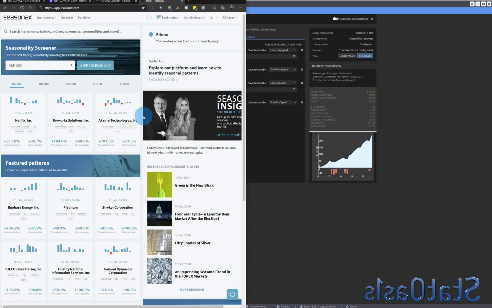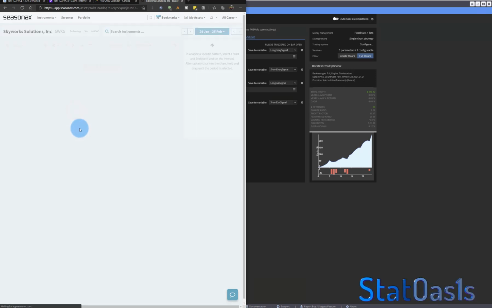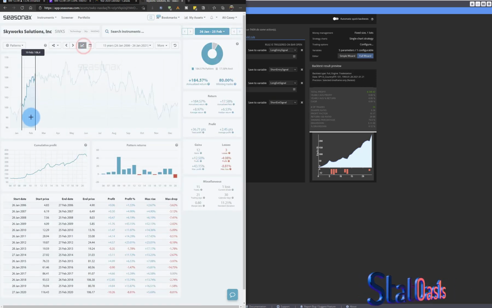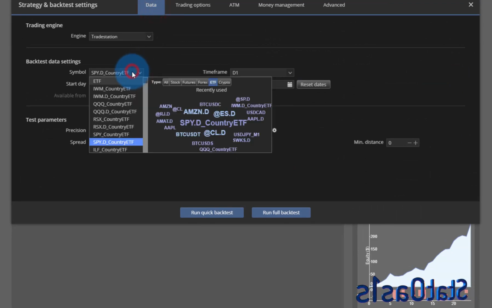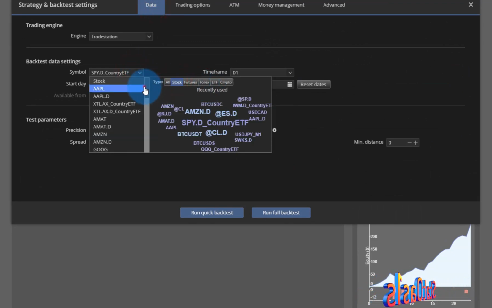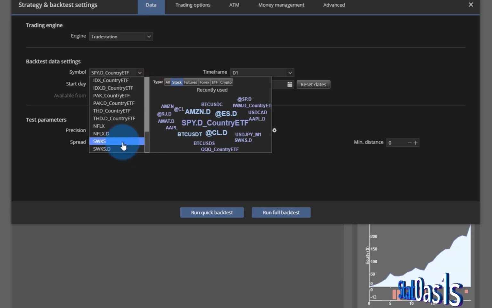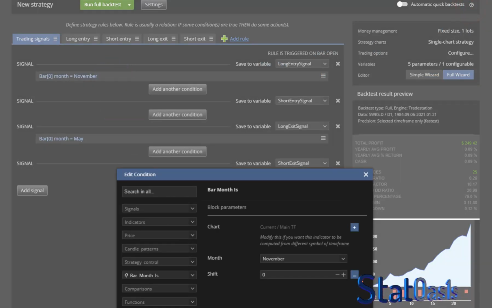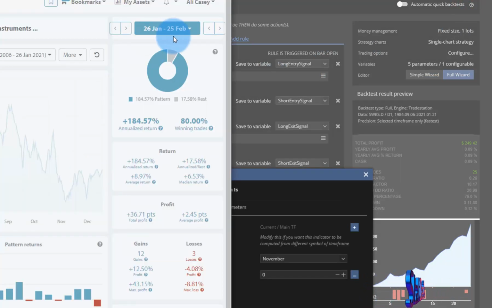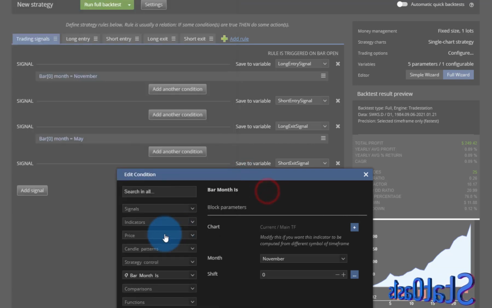Seasonax is a tool to find seasonal patterns in stocks, currencies, futures. And let's take, for example, this one. So Skyworks Solutions. You know, there is this pattern from January 26th to February 25th. So that's good. Now we can test this. So let's go to settings and let's pick stocks and SWKS, Daily. So the date is January 26th till February 25th.